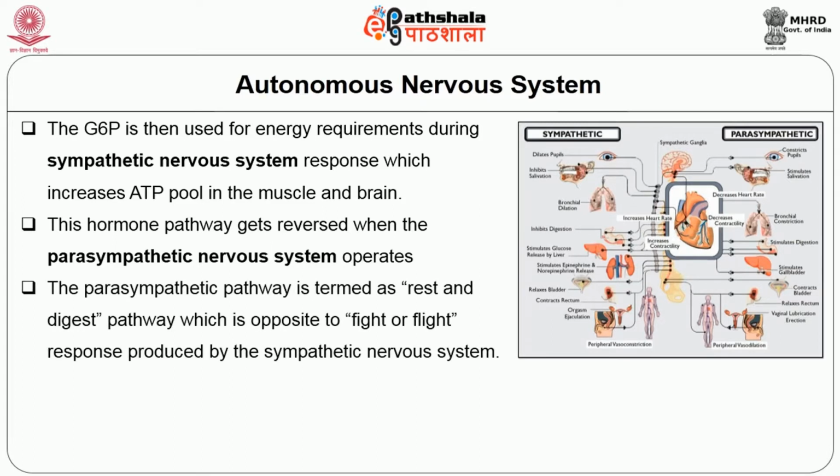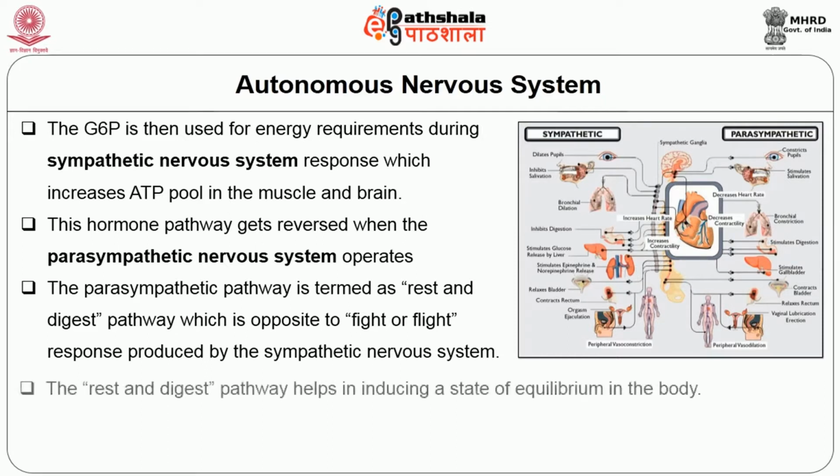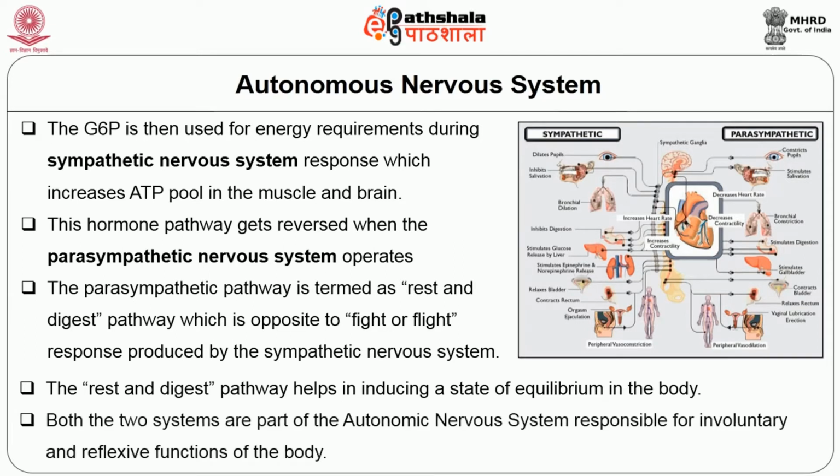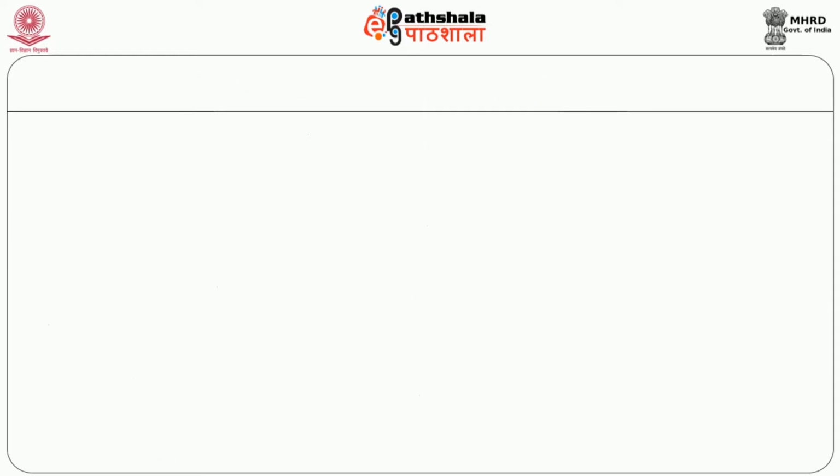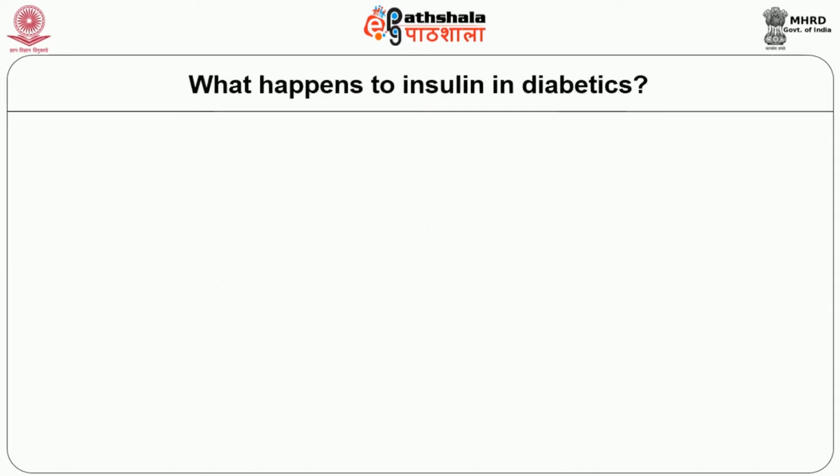The parasympathetic pathway is termed the rest and digest pathway, which is opposite to the fight or flight response produced by the sympathetic nervous system. The rest and digest pathway helps in inducing a state of equilibrium in the body. Both systems are part of the autonomic nervous system, which is responsible for involuntary and reflexive functions of the body. What happens to insulin in diabetes?